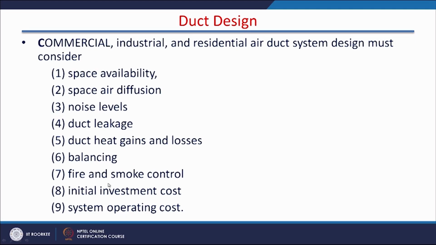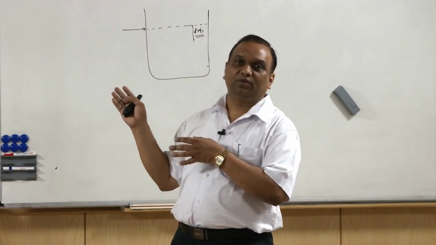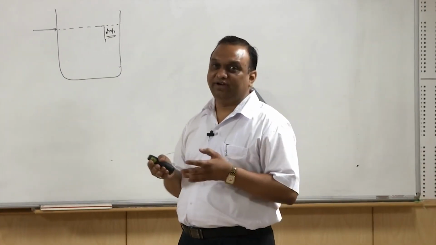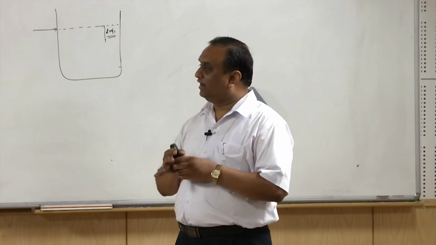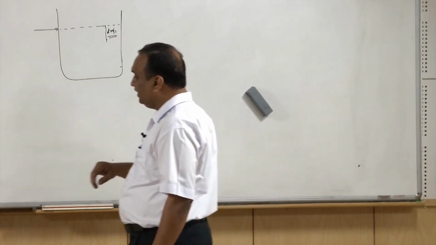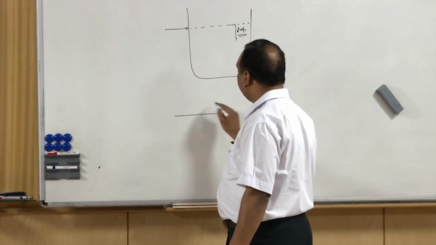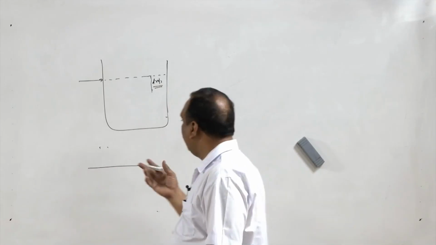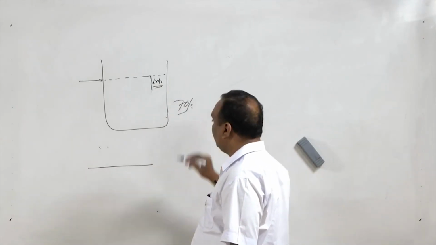Duct heat gain and losses: ducts have to be insulated, because the air which is moving in the duct, as you have seen in the load calculation, is of the order of 13 degrees centigrade or 14 or 15 degrees centigrade. If the outside air is humid, condensation over the duct surface will take place. So, the duct surface will come in contact with the outside humid air. Suppose outside air is at 35 degrees centigrade temperature and 70% or 80% relative humidity.